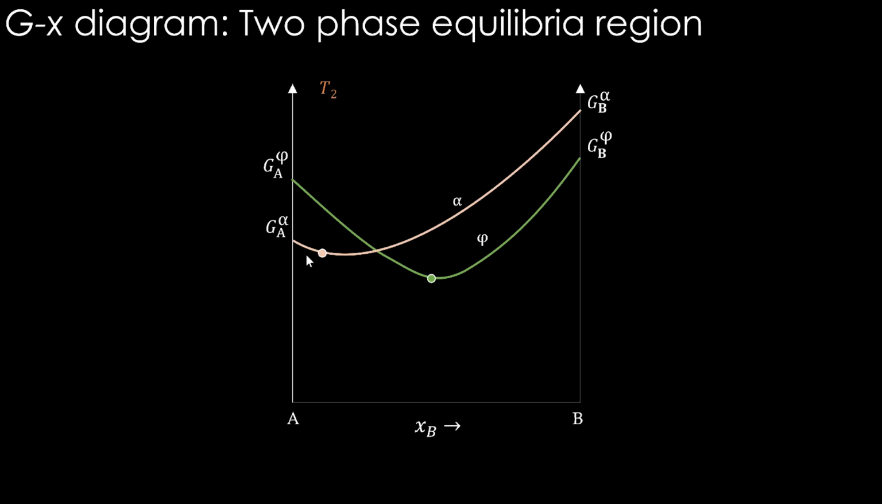Now, what is the range of this two-phase equilibria, from this overall composition till this overall composition? We will have these two phases in equilibrium, meaning the Gibbs energy will be minimum only when two phases exist in equilibrium and not a single phase.